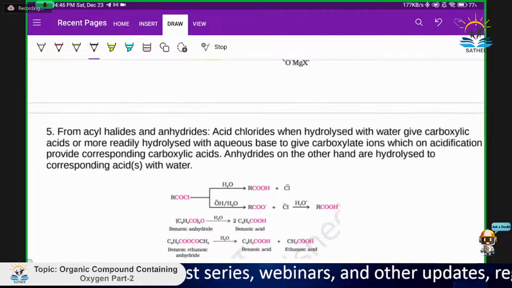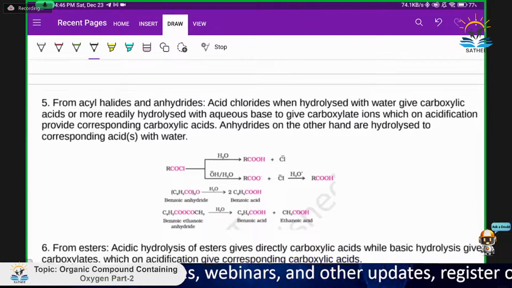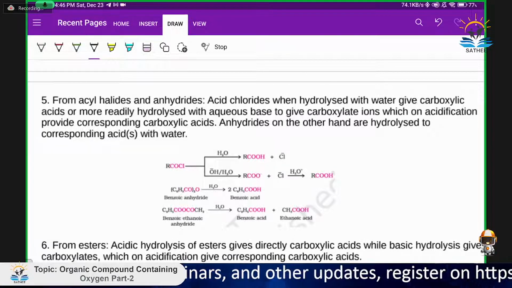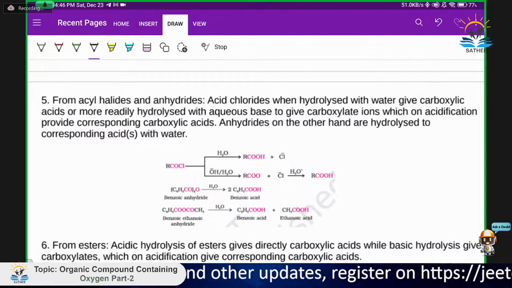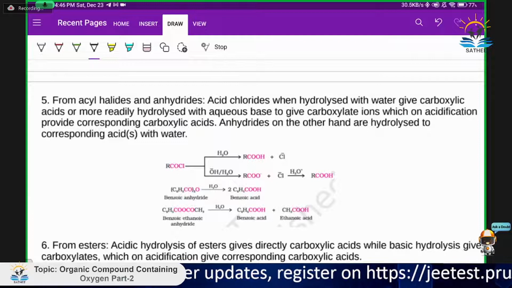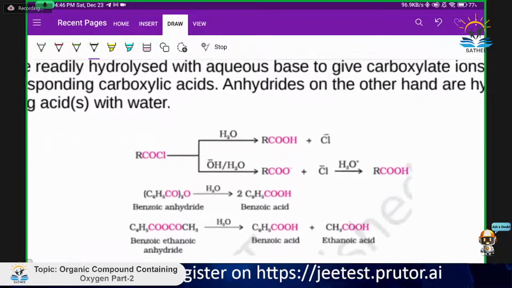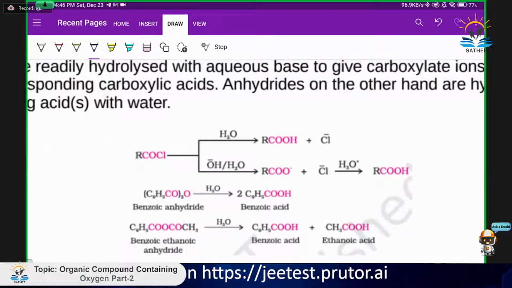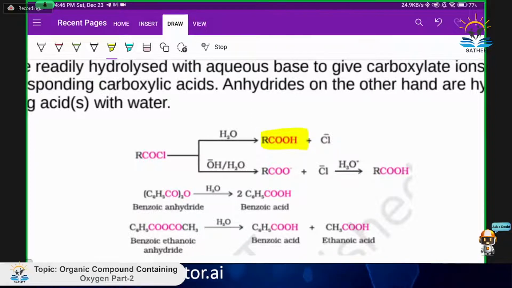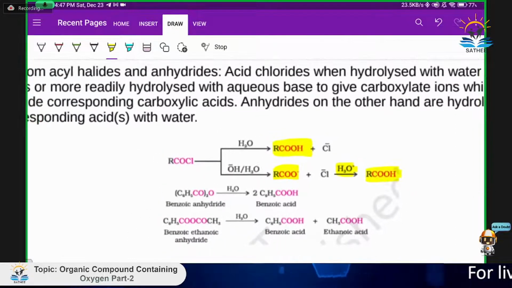Now from acyl halides and anhydrides. Acyl chlorides when hydrolyzed with water give carboxylic acid, or more readily hydrolyzed with aqueous base to give carboxylate ions, which on acidification provide the corresponding carboxylic acid. So we can react with either acid or base, acidic or alkaline hydrolysis. With acidic hydrolysis we simply get carboxylic acid, but with basic hydrolysis we easily get the product, but it will be a salt, a metal salt. So we can hydrolyze this salt again to form the carboxylic acid.